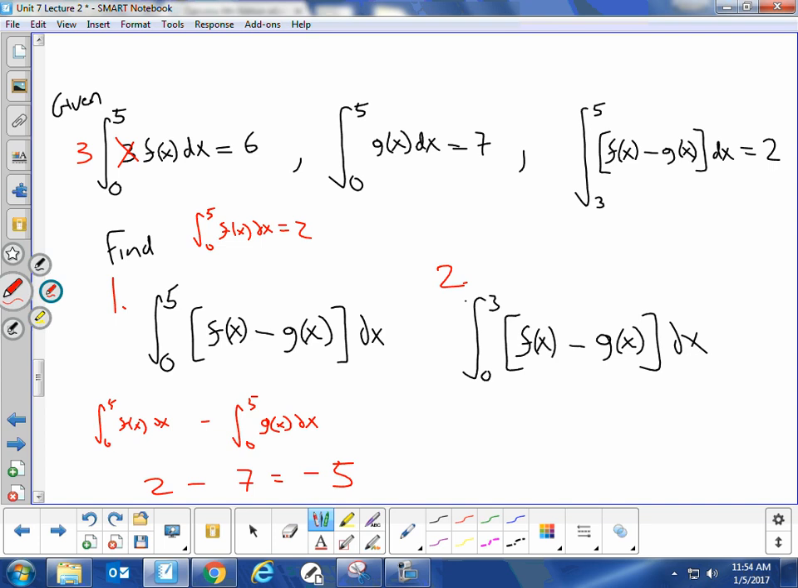I get -5 for the first one. Why? I change this by pulling it out, divide both sides by 3. I get that the area from 0 to 5 of f is 2. That means the area from 0 to 5 of f minus g would be 2 minus 7, which is -5.